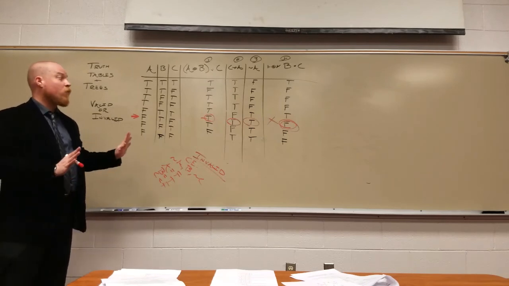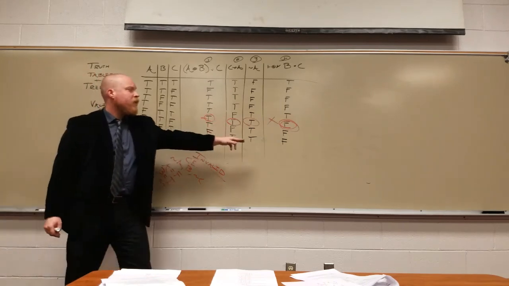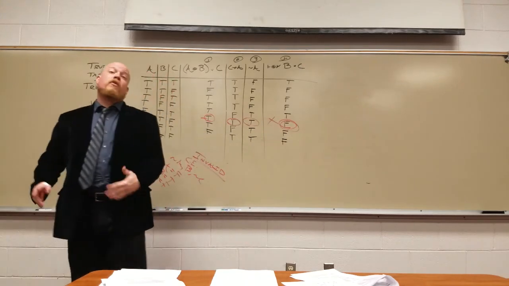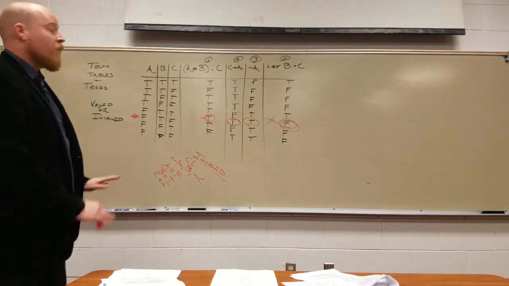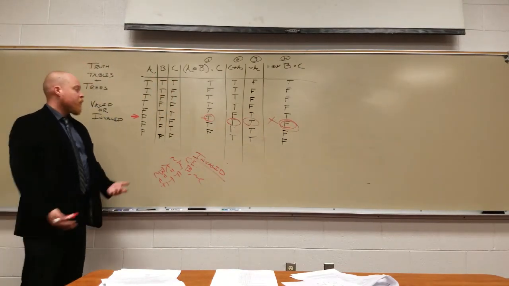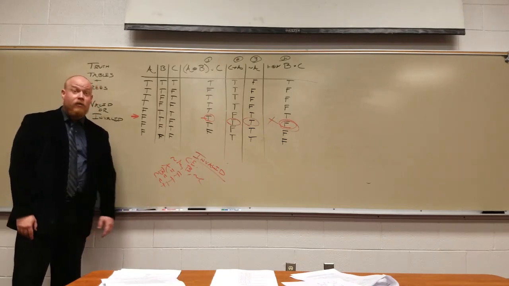Now again, if it were valid, if you had all T's and you had a T over in the conclusion, assuming that you filled in the table correctly, there's nothing else to do. There's no counterexample for a valid argument. This is how you do a larger truth table.